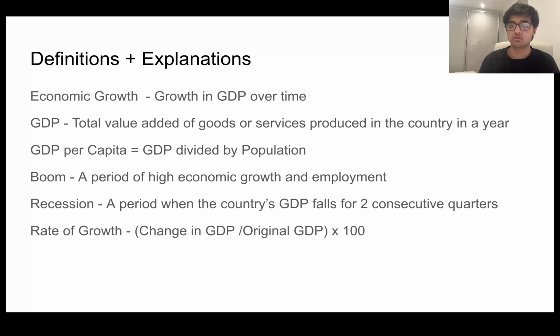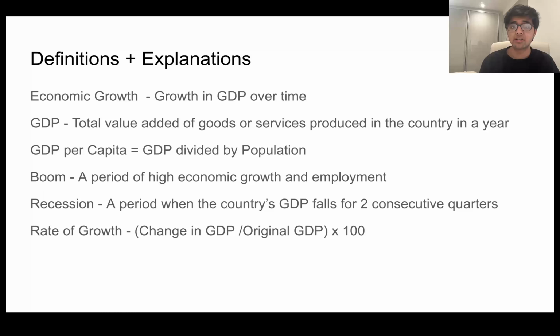Economic growth is known as growth in GDP over time. GDP, or gross domestic product, is the total value added of goods or services produced in the country in a year. GDP per capita is simply the GDP divided by the population of the country. You can be asked to calculate this or state its definition.